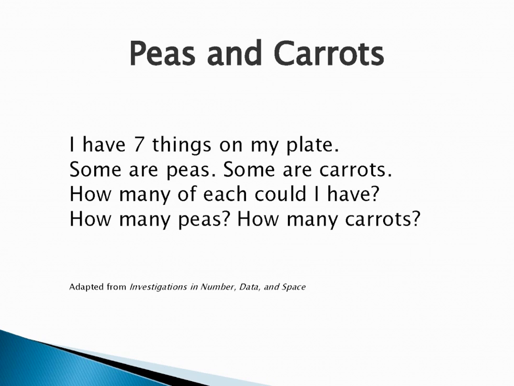For example, this task builds reasoning skills using the problem called peas and carrots. Students are engaged with the task. I have 7 things on my plate. Some are peas. Some are carrots. How many of each could I have? How many peas? How many carrots? By asking students to share different responses and organize their solutions, students can see relationships between different pairs of numbers that sum to 7.